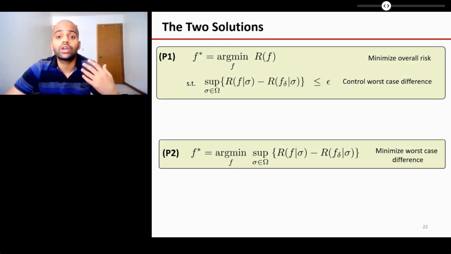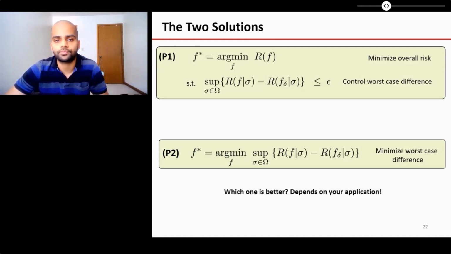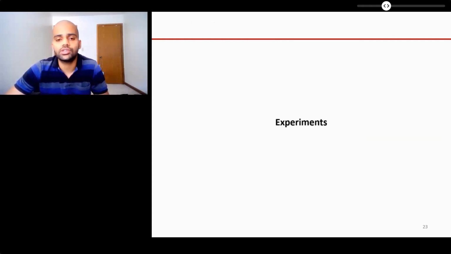So therefore, you can have multiple solutions for problem 1, while there is always going to be one single solution for problem 2. Now, which of these two is better? It will depend on your application and also how much knowledge you have about your testing distribution, P of sigma. With that, let us look at some results.